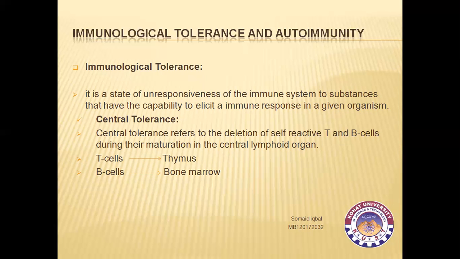There are two types of immunological tolerance: one is central tolerance, and the other is peripheral tolerance. Central tolerance refers to the deletion of self-reactive T and B cells during their maturation in the central lymphoid organs. We know that T cells mature in the thymus, while B cell maturation occurs in bone marrow.